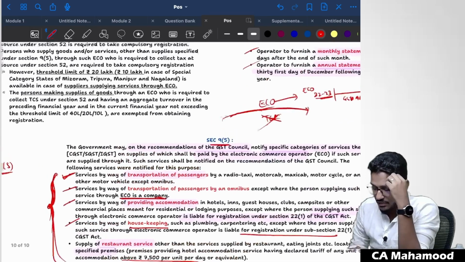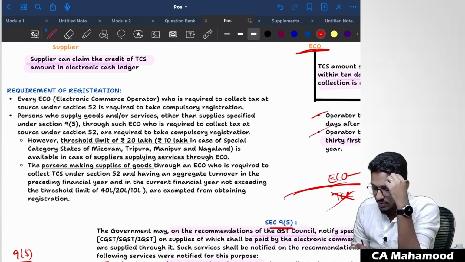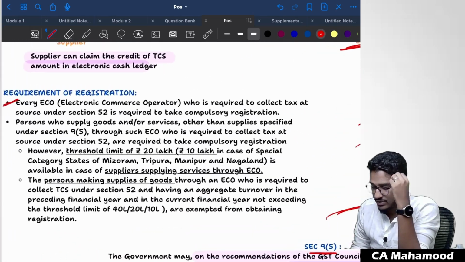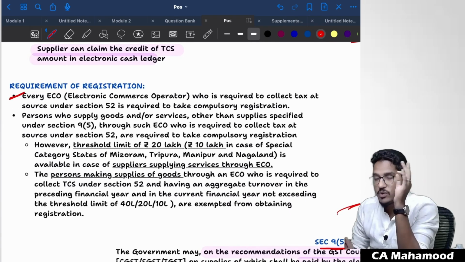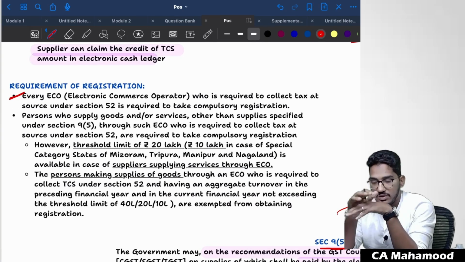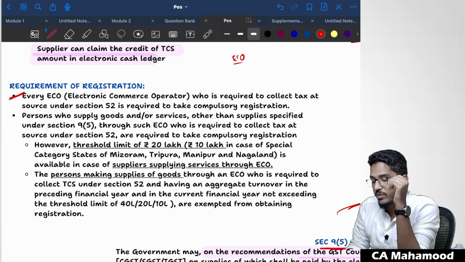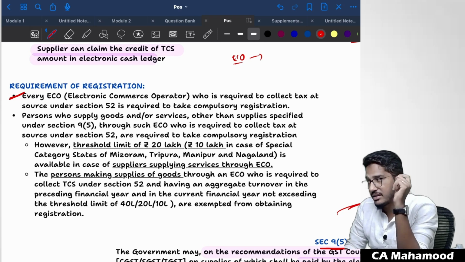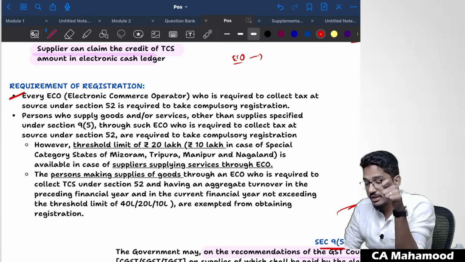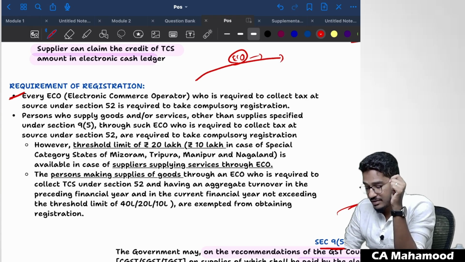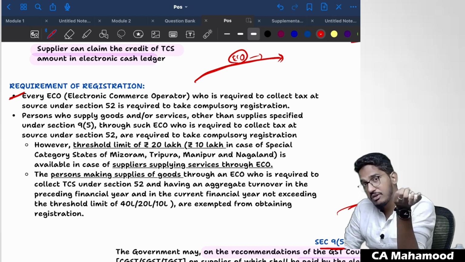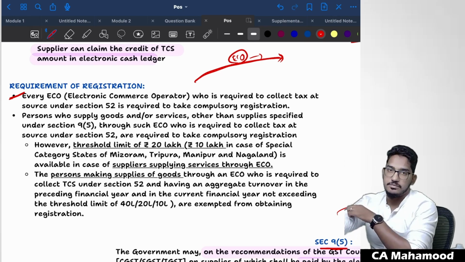Understood? And here also there is compulsory registration. They told that every e-commerce operator who is required to collect TCS is required to take mandatory registration. And later they told that not just the e-commerce operator, every person who is making a taxable supply through this e-commerce operator, even those people are also required to take registration.